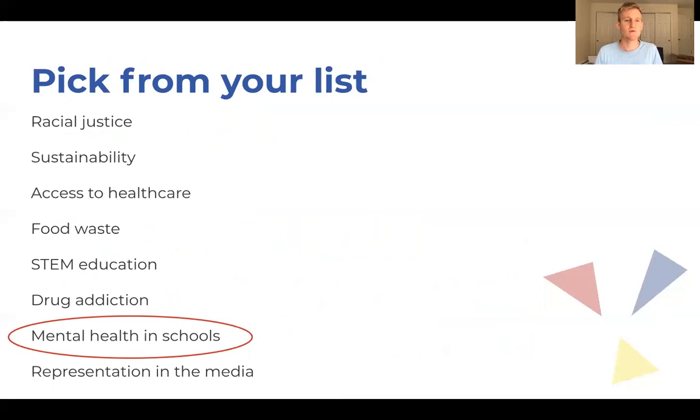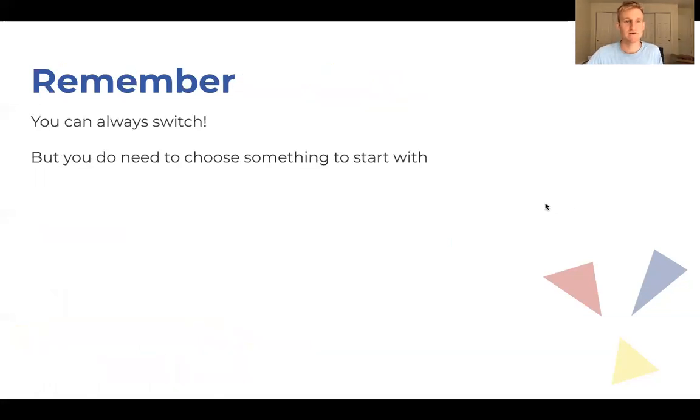And now, this is maybe the tricky part. You have to pick something. And choosing is sometimes difficult because we don't want to choose wrong, but don't worry. You can always switch. You can always switch. So you do need to choose something to start. But if you choose something and you really start working on a project and you feel the need to change, that's totally fine. You can do that. But you do need to choose something to start.